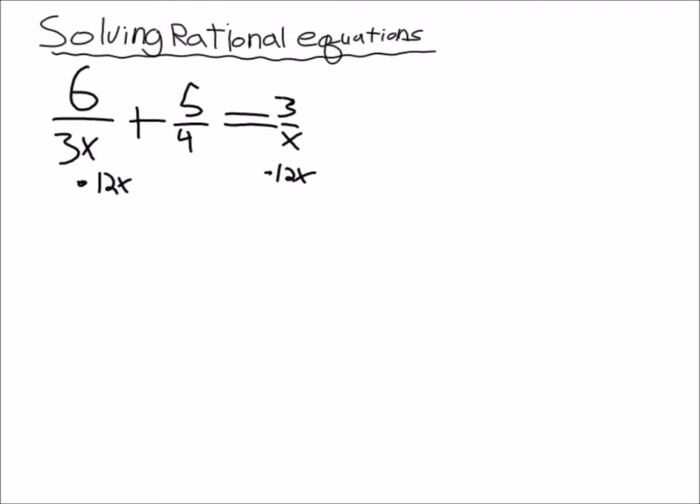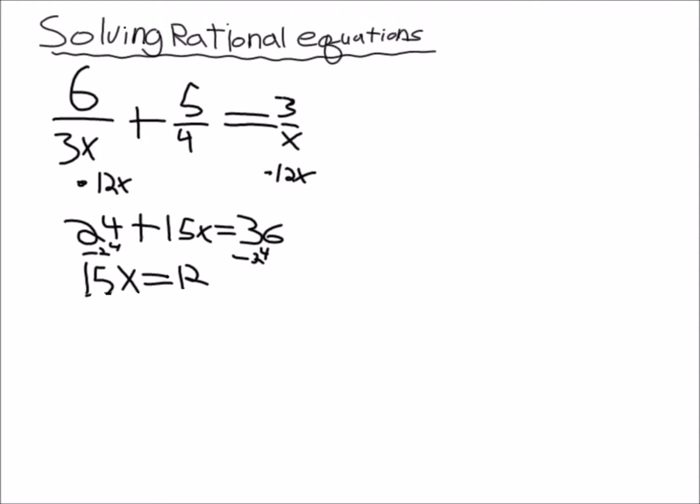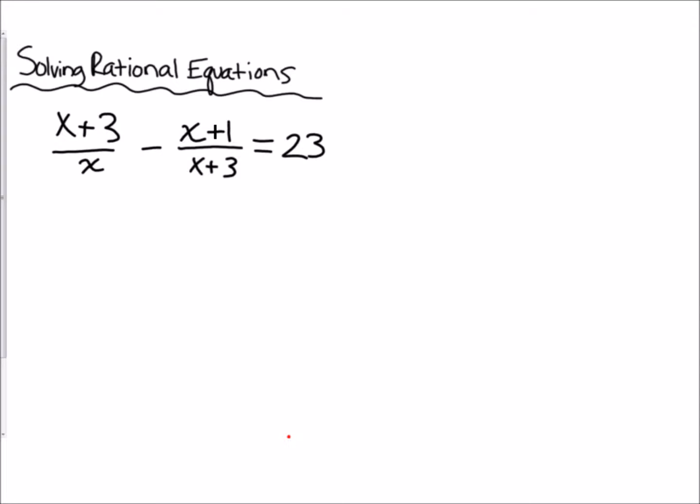We multiply the entire equation by a number which will get rid of the denominator, which gives us this new equation. Now we isolate the variable on one side of the equation, which results in 15x is equal to 12. We now divide both sides of the equation by 15 to give us x is equal to 4 over 5. Now we're going to be working on our fourth problem.